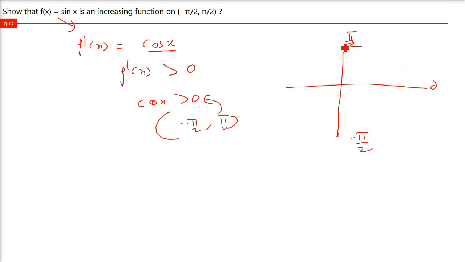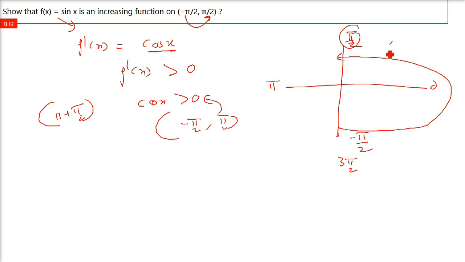Because cos of negative pi by 2 is the same as cos pi by 2. You already know that. So 3 pi by 2 is nothing but pi plus pi by 2. When you take the cos, it will be minus of cos pi by 2, which is minus of whatever cos pi by 2 comes. So this negative pi by 2 to pi by 2, we are starting from here and we are reaching till here. This is the whole area we are talking about.